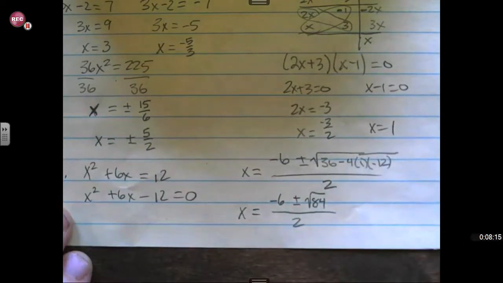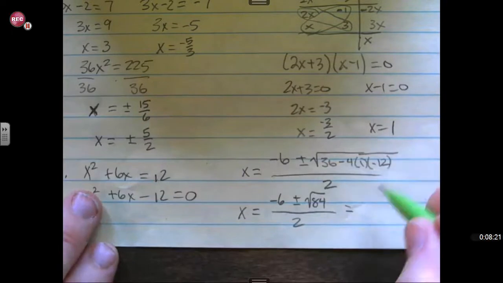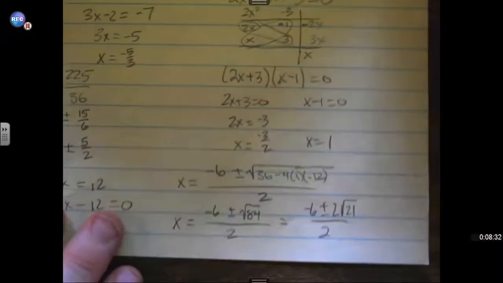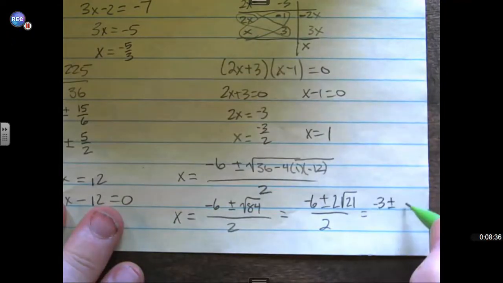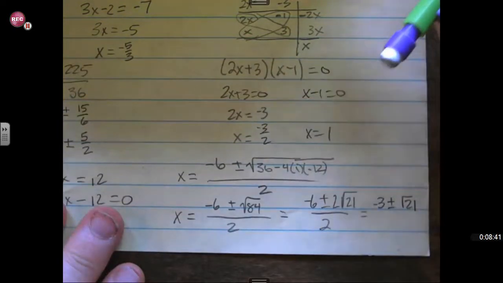And then 84 simplifies, and I'm just going to simplify this. It's negative 6 plus or minus 2 square root 21 all over 2. And then I can divide everything there by 2. So I get negative 3 plus or minus the square root of 21. My final answer when I simplify everything.